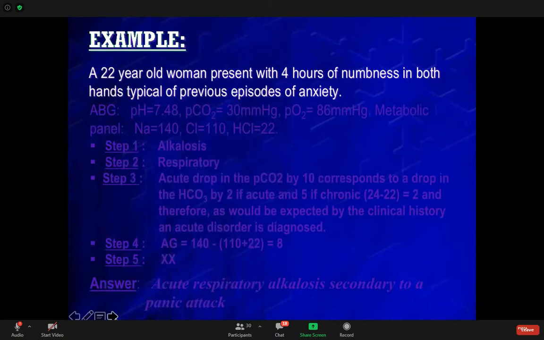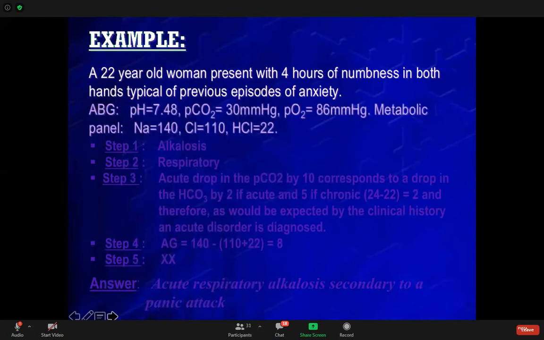So this is a 22 years old woman who presented with 4 hours of numbness in both hands, typical of her previous episode of anxiety. So her ABG goes: pH is 7.48, PCO2 is 30. Her sodium is 140, chloride is 110, and bicarb is 22. So what's our first step? What's our first question? Is this what?